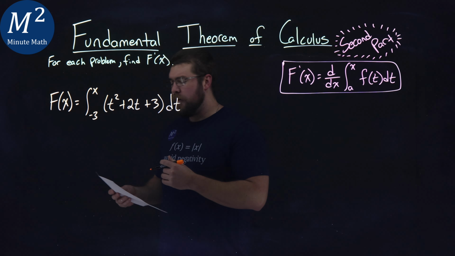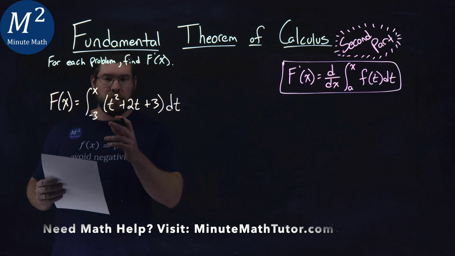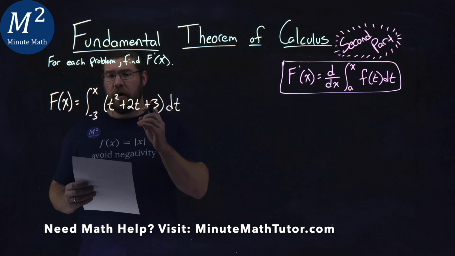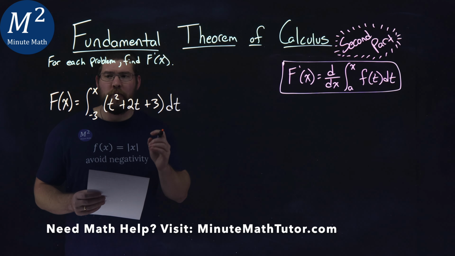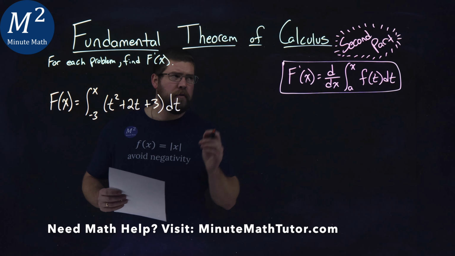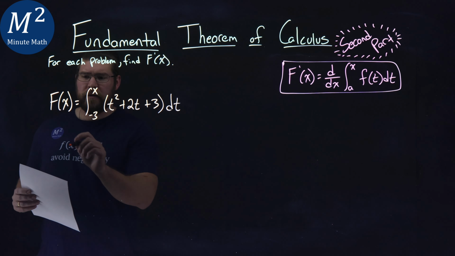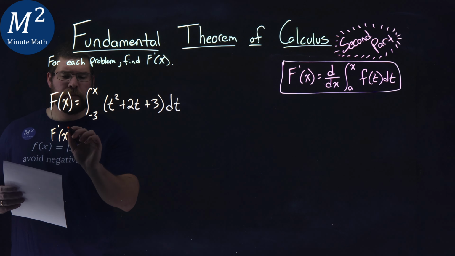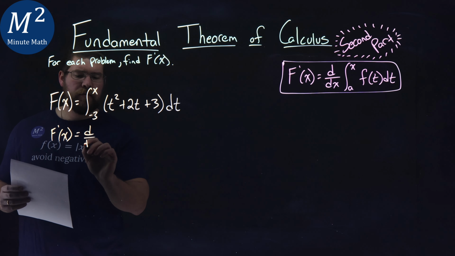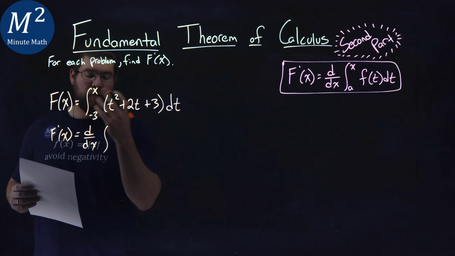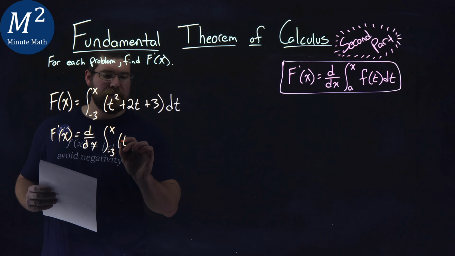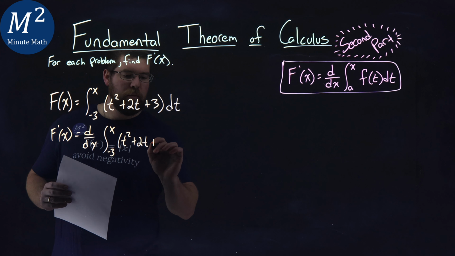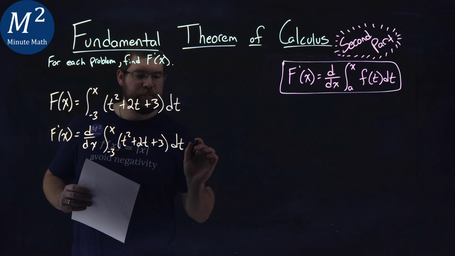We're given this problem right here. F of x is equal to the integral from -3 to x of t squared plus 2t plus 3 dt, and we want to find F prime of x. So let's use our second fundamental theorem of calculus here and find F prime of x. That's equal to d over dx, the derivative of F of x, which is the integral from -3 to x of t squared plus 2t plus 3 dt.